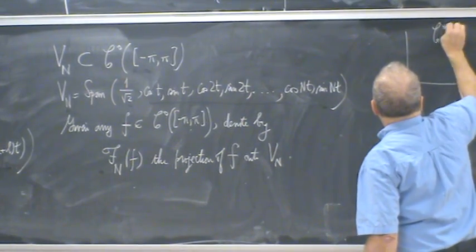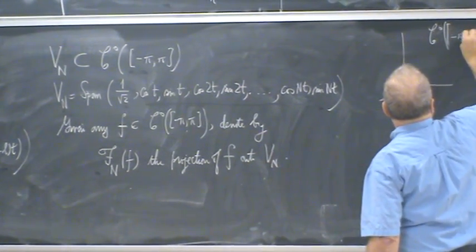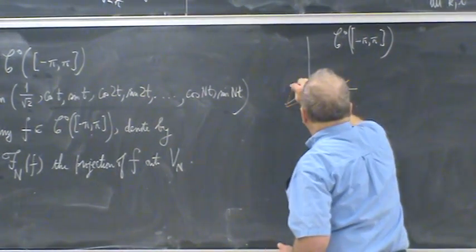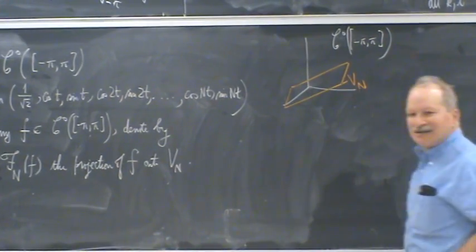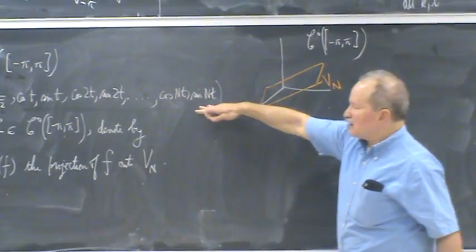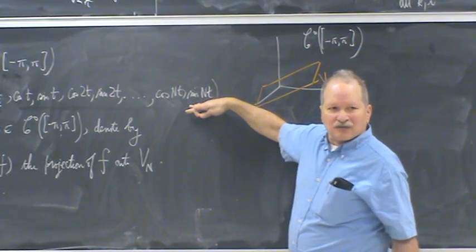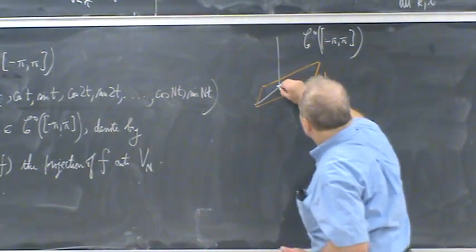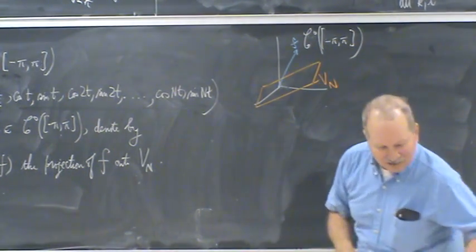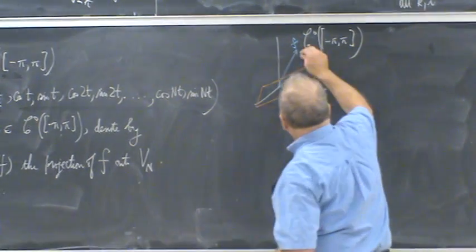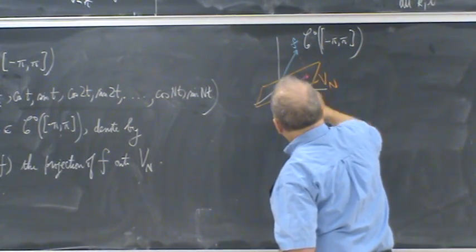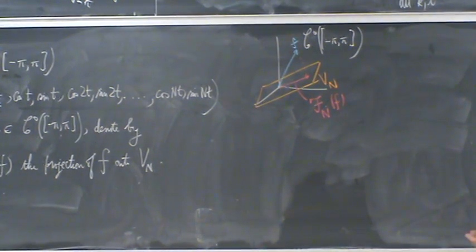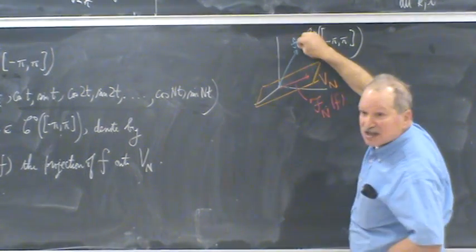Here's your space, which I can't draw quite with all its dimensions. And you've got these various finite dimensional subspaces that are spanned by these first n frequencies. And you're taking a general vector and you're projecting it, just as we did with vectors in R3 or Rn, to get what I'm calling capital F sub n of f, which is supposed to be the point in this subspace closest to f.